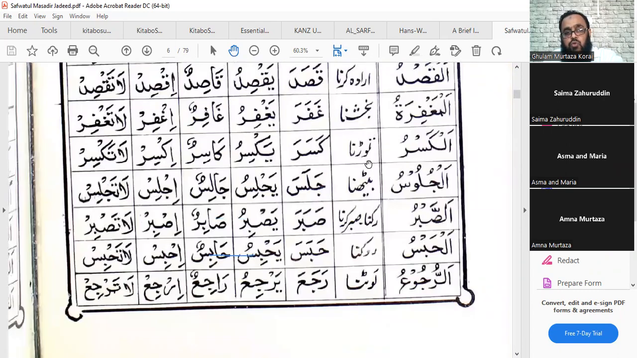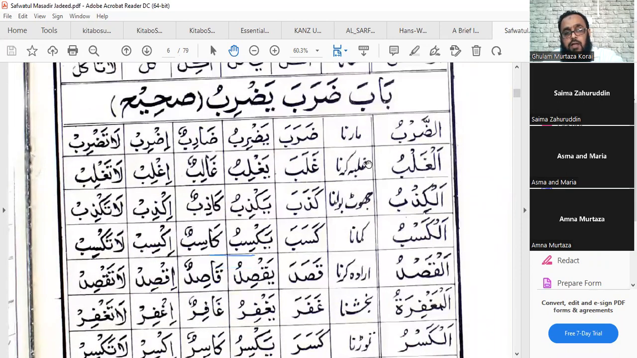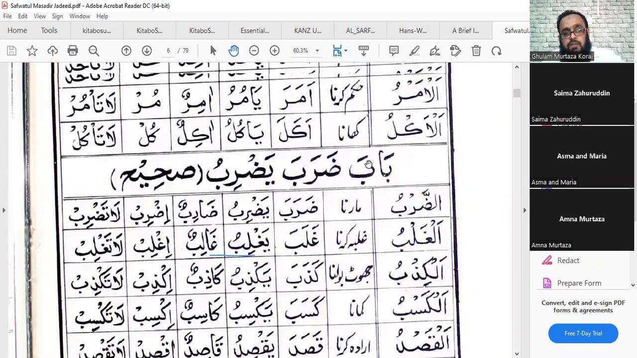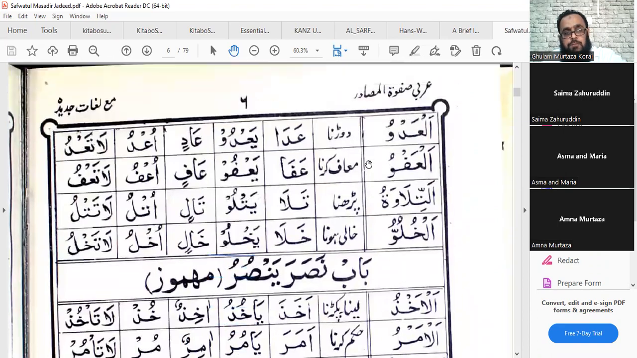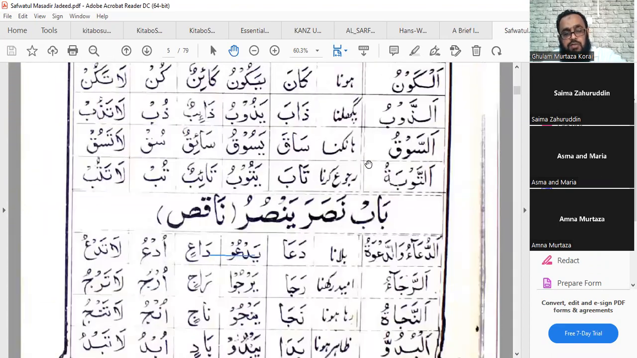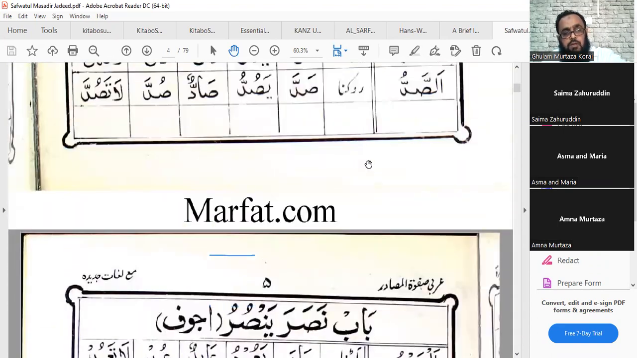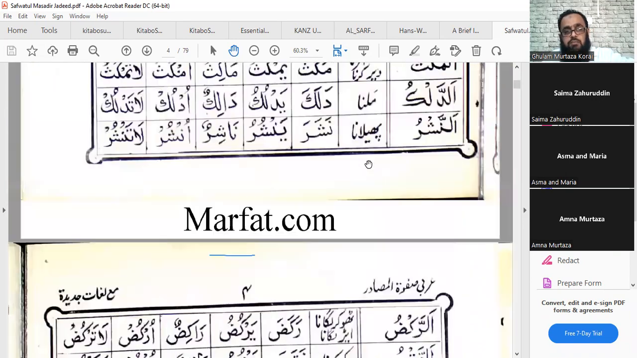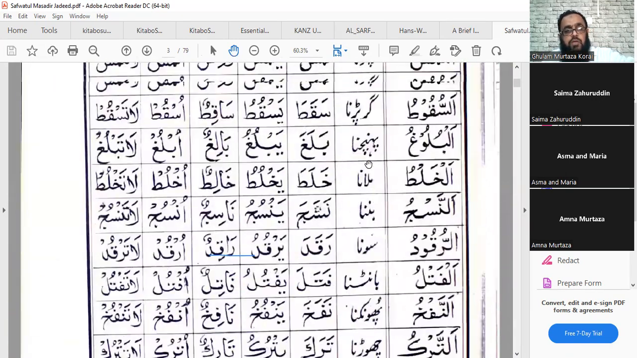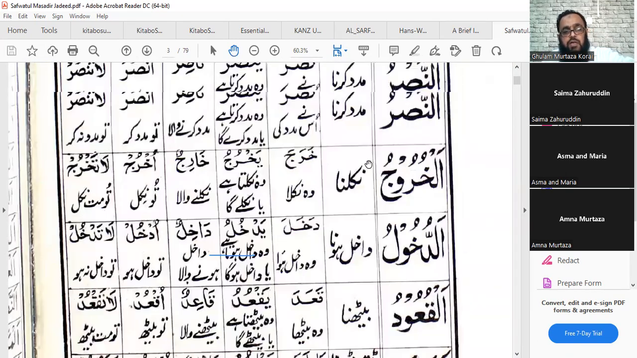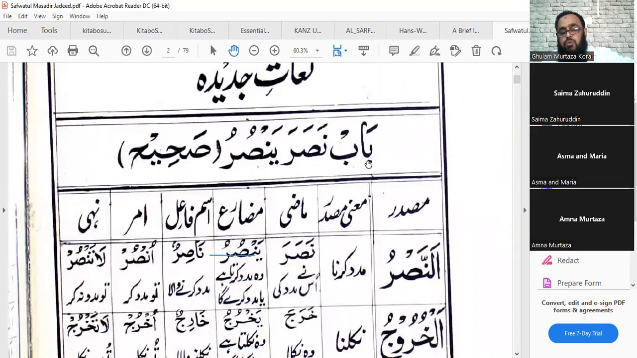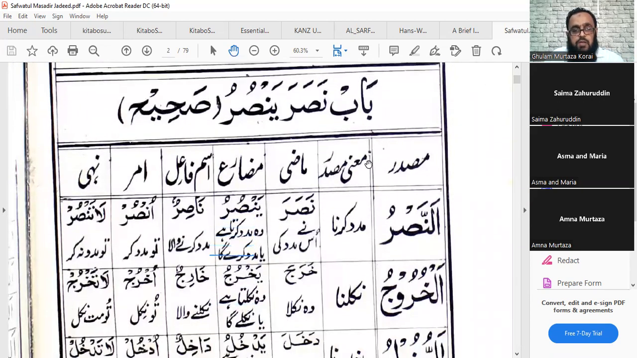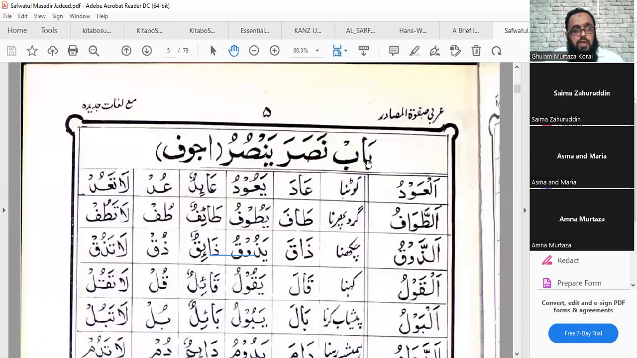You just have to go to Sahih. That means if there comes Mahmuz, Naqis, Ajwaf, you don't have to go to all these words. Initially, you just have to go to Sahih. Just let me tell you. Over here, you can see these are the examples with Sahih. Bab Nasara Yansuru Sahih, right? Okay, then we go to another Bab.